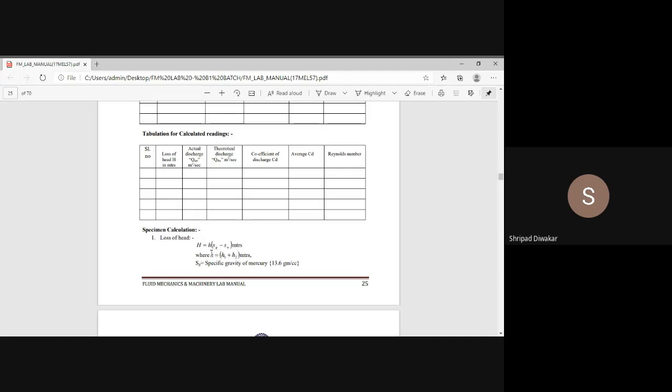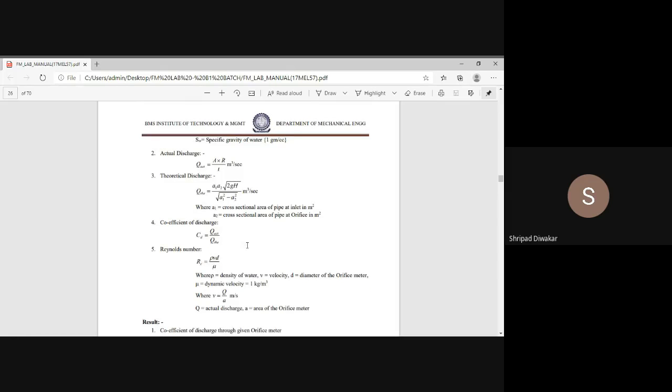H is, you have to take, how much? 8.7 into 13.6 minus 1. Next you have to take the CR by T. The simple calculation. Just do the calculation and tell me how much CD you are getting.